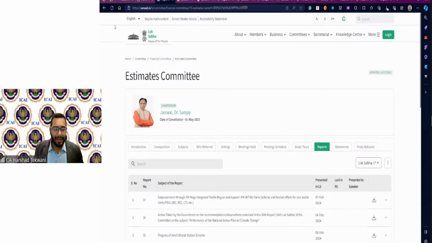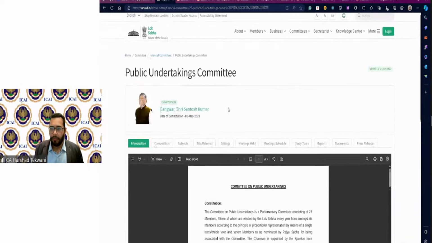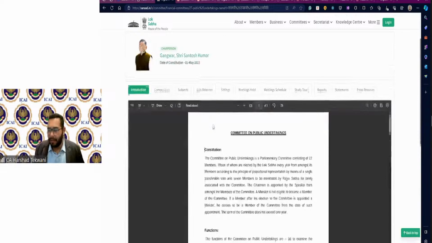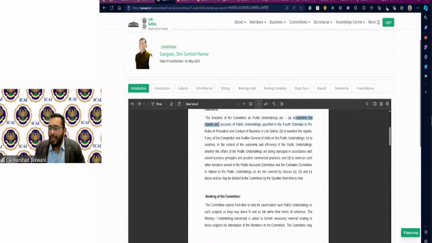Now the third committee is the Committee on Public Sector Undertakings, or you can call it the Public Undertakings Committee. This committee's function is to examine the reports and accounts of public undertakings specified in the Fourth Schedule to the Rules and Procedures of the Lok Sabha, to examine the reports, if any, of the CNAG on the public undertakings, to examine in the context of autonomy and efficiency the public sector undertakings, and to exercise such other functions as vested in the Public Accounts Committee and the Estimates Committee in relation to the public undertakings.